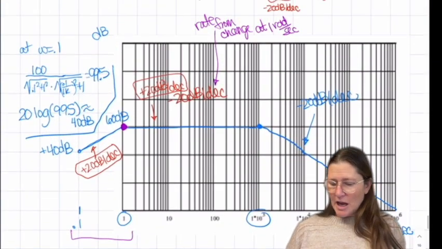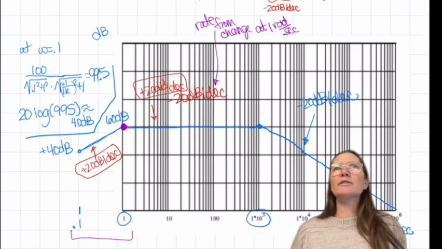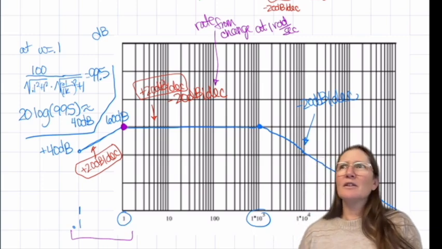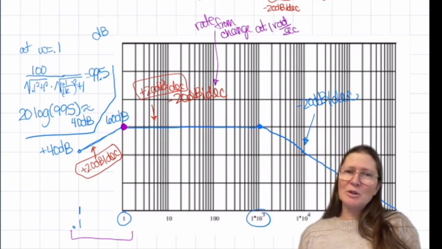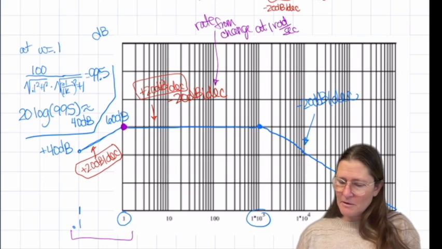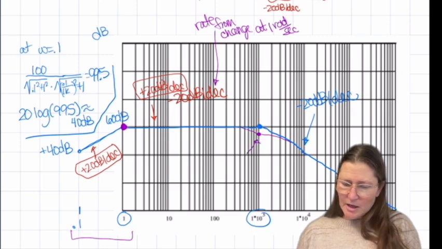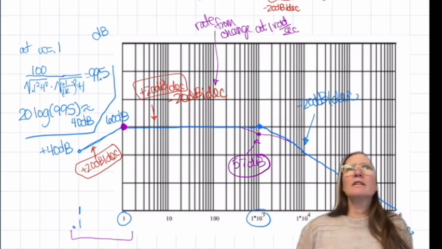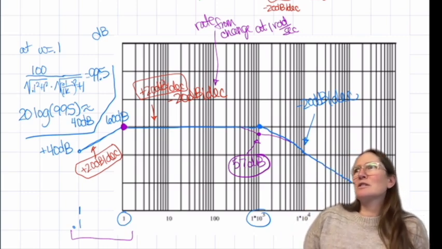All right, at 1,000, what is the actual critical frequency? 3 dB below, correct. So it will actually be here, and it's going to be 60 minus 3, which is 57 dB. Okay. Any other questions?